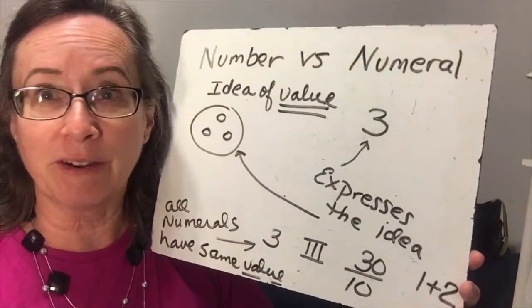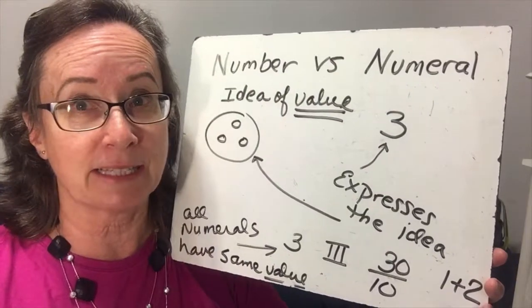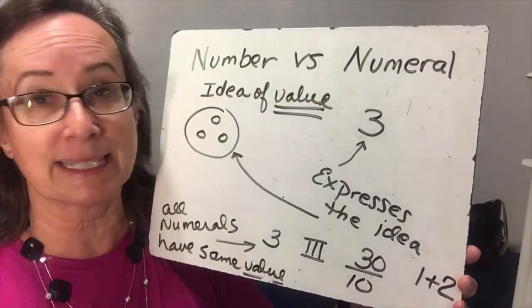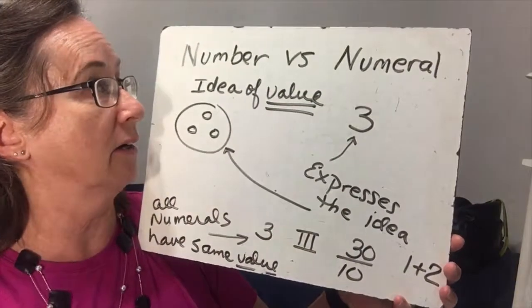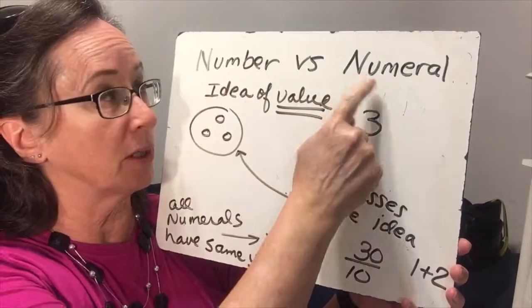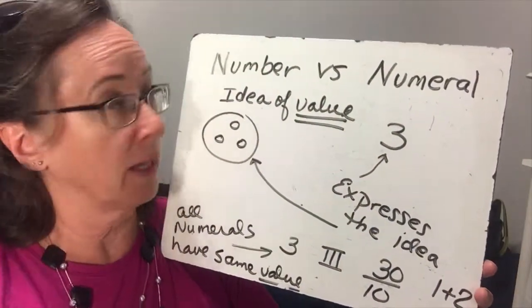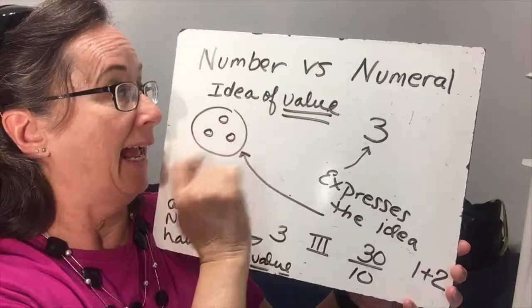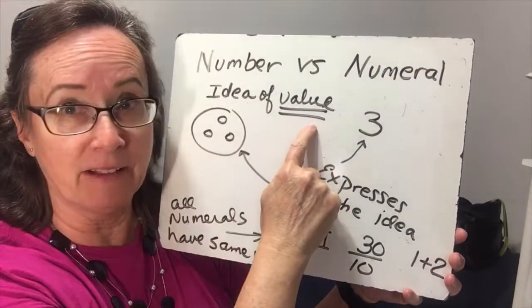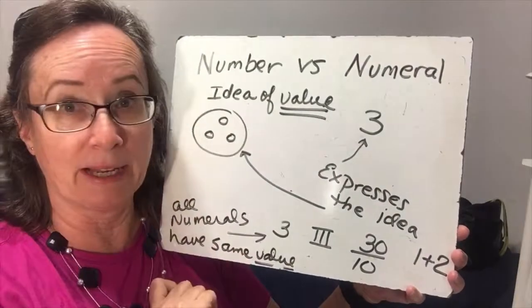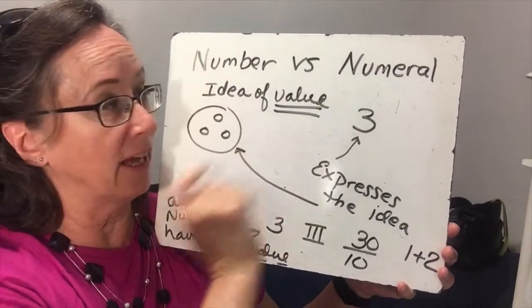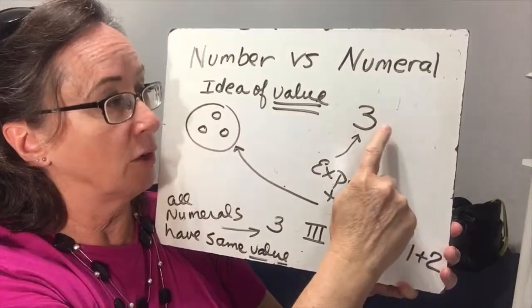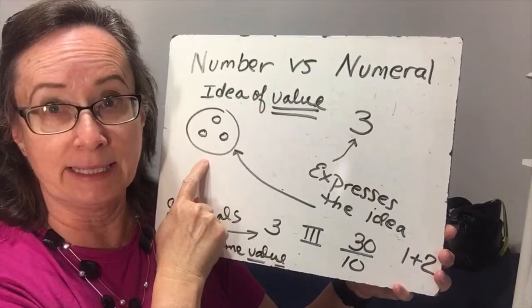Okay, so here in the very first part of Lesson 4, they're making a very important distinguishing point between the word number and the word numeral. Number is an idea, and it is an idea of value, which we will talk about down here, but it is an idea. The numeral represents the idea.